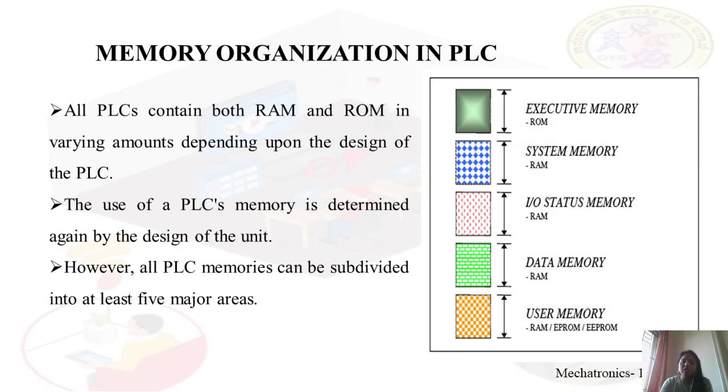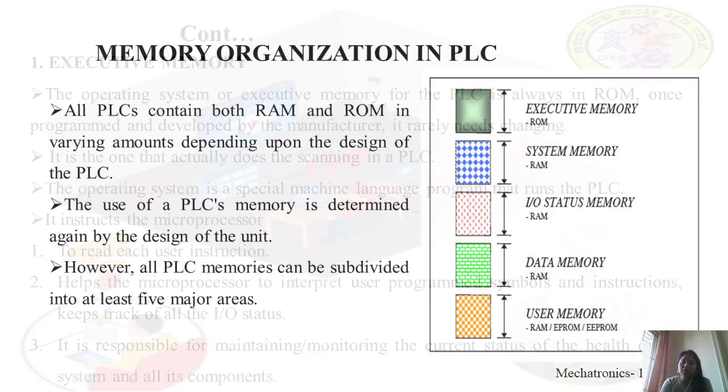If you see the diagram here, we have execute memory, that is ROM, and system memory, that is RAM, I/O status memory, RAM, data memory, then it is RAM, and user memory is RAM, EPROM and EEPROM. These are the 5 different areas of the memory. Now we will see one by one in detail.